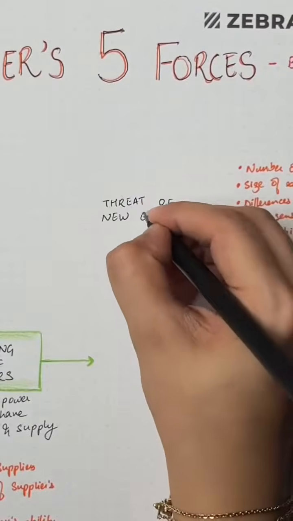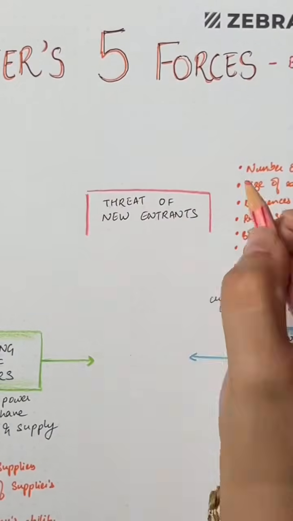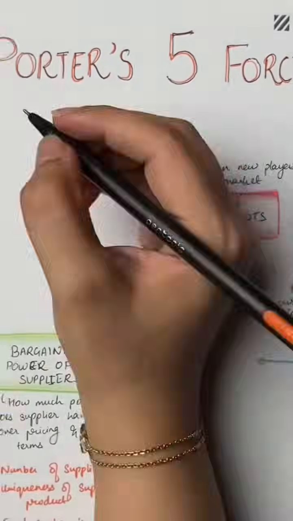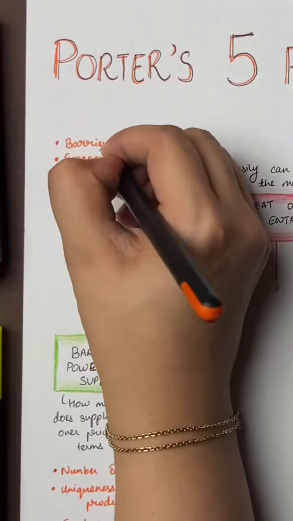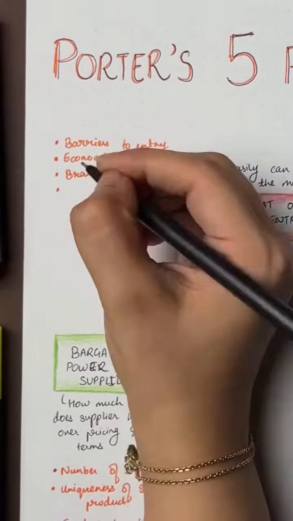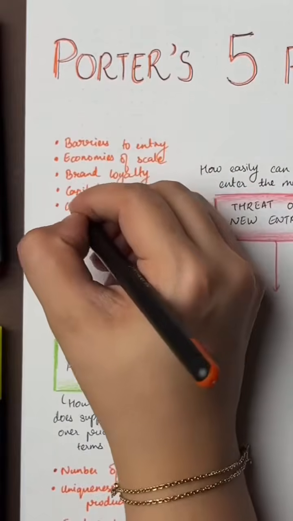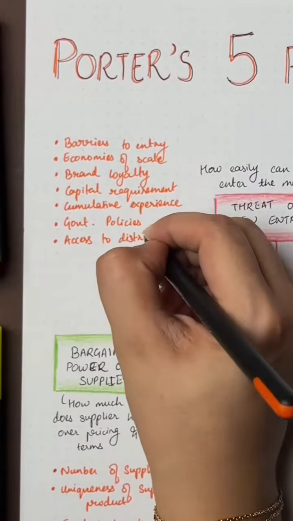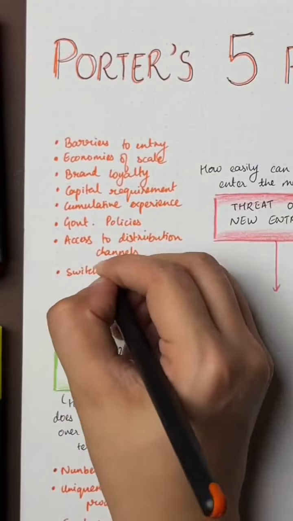Moving on, the next one is the threat of new entrants. Basically, how easily can new players enter the market. Now, this is determined by understanding what are the barriers of entry, economies of scale, what is the brand loyalty, capital requirement, cumulative experience required to run a business like this, if there are any government policies, new players have access to distribution, and most importantly, switching cost again.